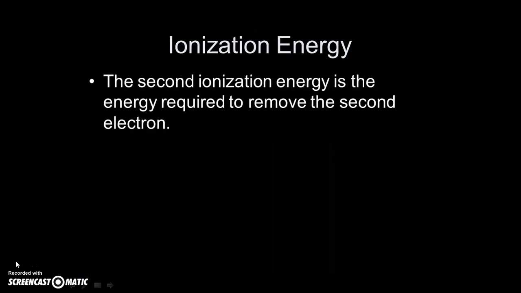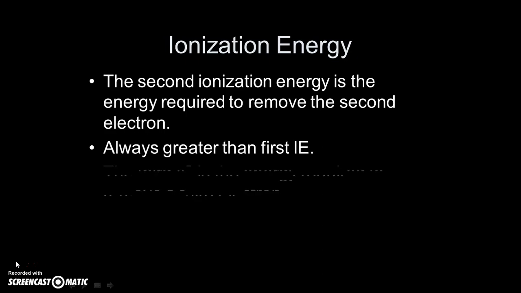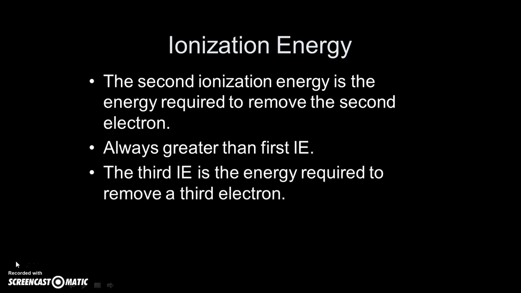If we go in to remove a second electron, we call that the second ionization energy, and it always takes more energy than the first. And if we want to remove a third electron, it's called the third ionization energy, and that one is greater than the first and the second. So basically, every electron that we go in to remove from an atom requires more and more energy, because theoretically, we're taking an electron that is closer and closer to the nucleus.